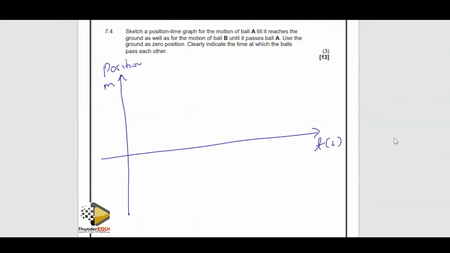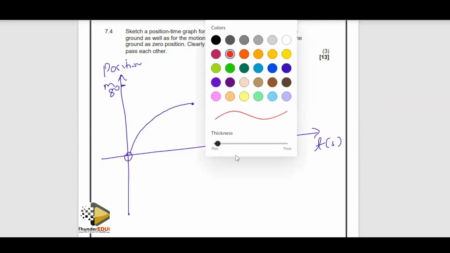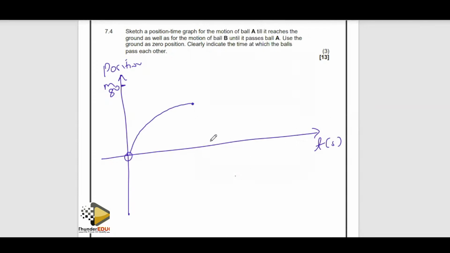Okay, so we have two balls, remember. One ball is starting from 0, another ball is starting from a certain height, which is 18. So this ball is gonna move in this sort of direction. I'm gonna use a different color for the other ball. Which ball started from 0? It's ball B. I'll label this as B. And then A started from somewhere there, and then it's gonna hit the ground.